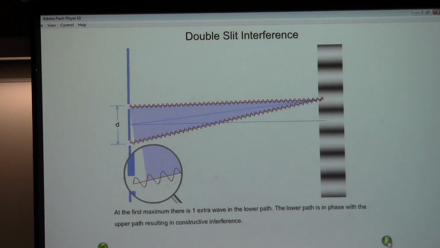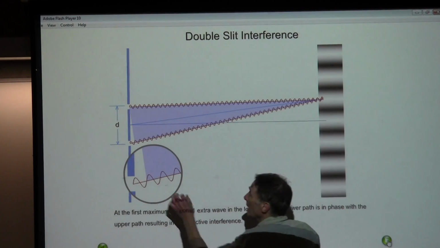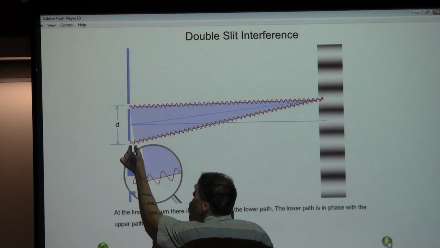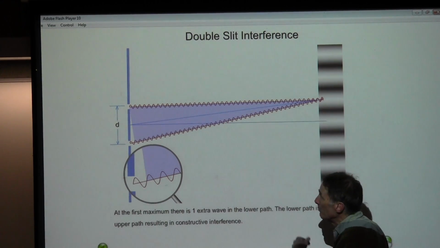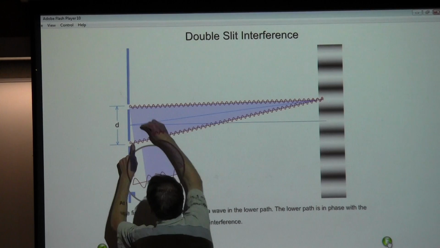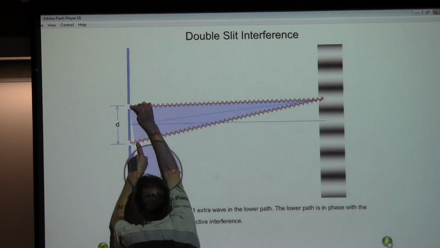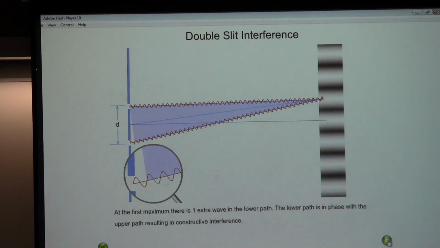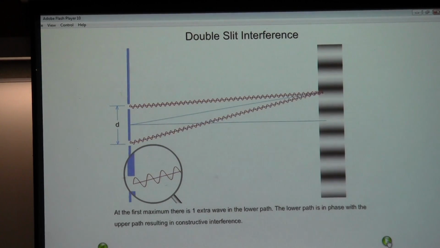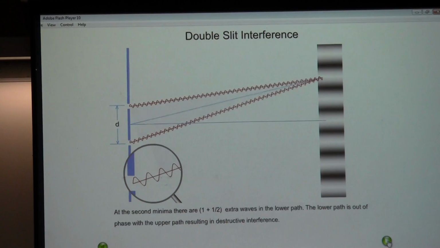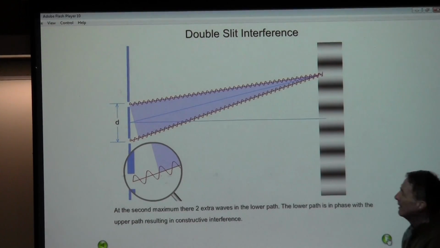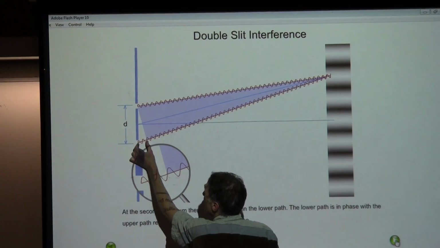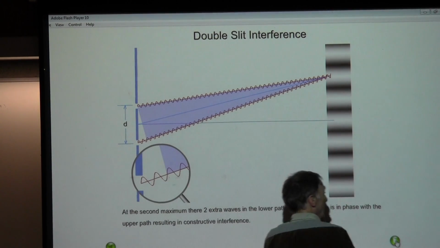As we move off to the maximum, the first one, m equal to 1, we have one complete wave in there. And that throws them back into phase. If they started out in phase and they're in phase here, they then travel the same distance out to the screen, so they're still going to be in phase. We can repeat this. And the most important idea is that this distance here is what's going to tell us what's going to be happening.